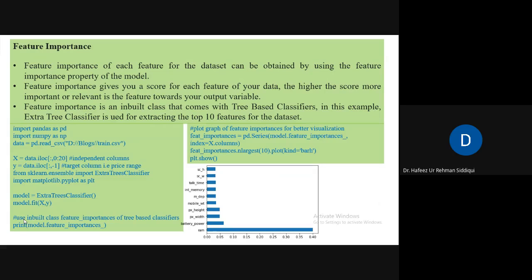So this is a plot, and you can see the RAM is the highest value. It is like 0.4, and after this is the battery power and the pixel width, pixel height, mobile width, and mobile depth. So these are all. This shows the feature importance of each feature. So feature importance is a built-in method of each model. You can use them as well to just see which feature is important.